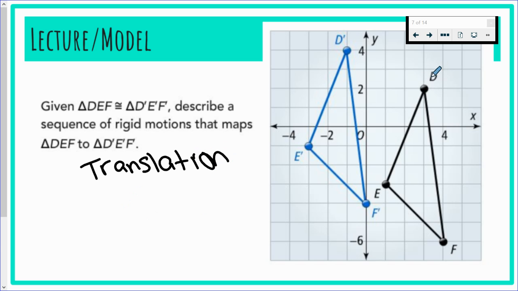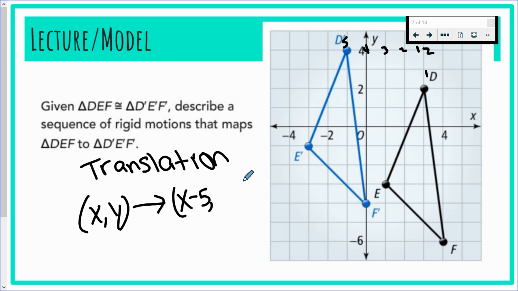Now let's see how we translated. From D, we went up 2 units, and then we went over 1, 2, 3, 4, 5 units to the left. So we're going from X, Y, and we took away 5 from the X, so our rule would be X minus 5. We went up 2, so our Y rule would be Y plus 2. That is our translation. All right, let's keep going.